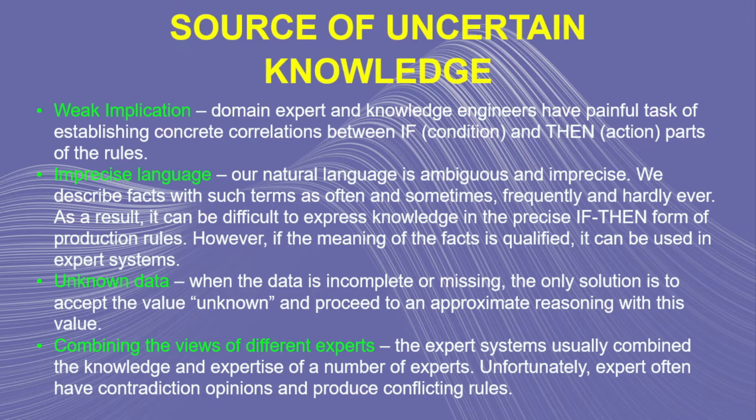This is imprecise language. Our natural language is ambiguous and imprecise. We describe facts with such terms as often and sometimes, frequently and hardly ever. As a result, it can be difficult to express knowledge in the precise IF-THEN form of production rules. However, if the meaning of the facts is qualified, it can be used in expert systems.